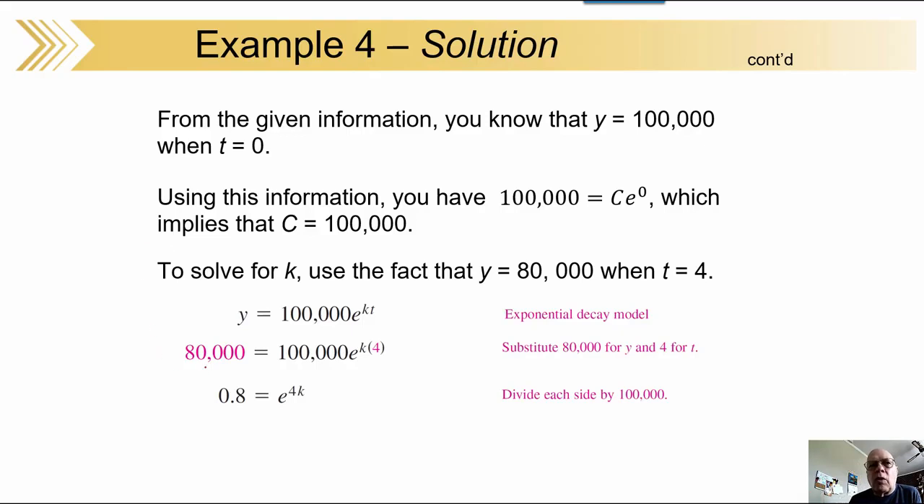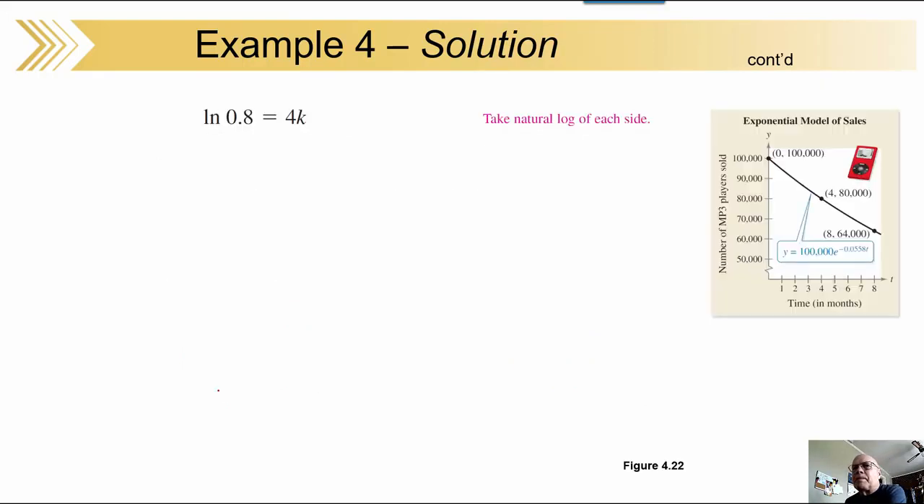Remember, we sold 80,000 MP3 players after 4 months. Solve that as an exponential equation. You've got a base of e, good news. Take the natural logarithm of both sides. And we've got the natural logarithm of 0.8 equals 4k. We'll be dividing both sides by 4. Before we do, just one simple note here.